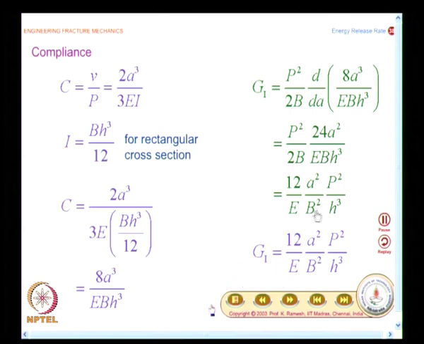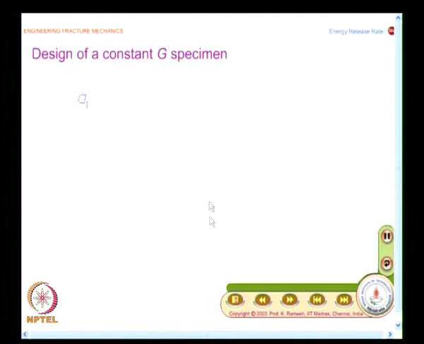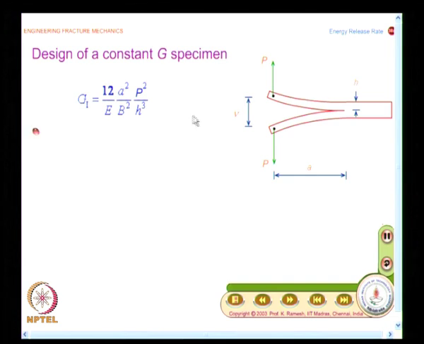So, one of the questions people raised was, after looking at this expression, is it possible to design a specimen which will have a constant G? It is possible to play with these expressions, tweak them, and create a specimen so that G remains constant as the crack grows. This is quite useful to verify some of the concepts developed in fracture mechanics, and that is what we are going to look at now, the design of a constant G specimen.